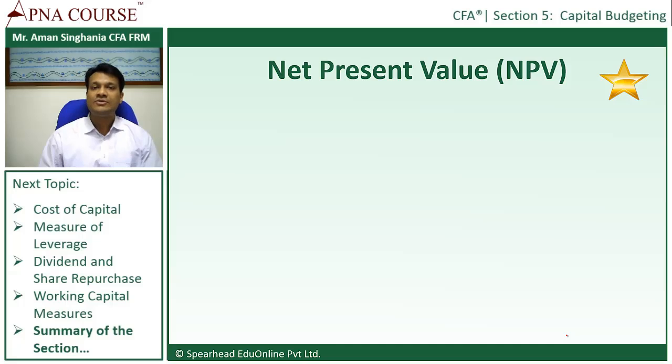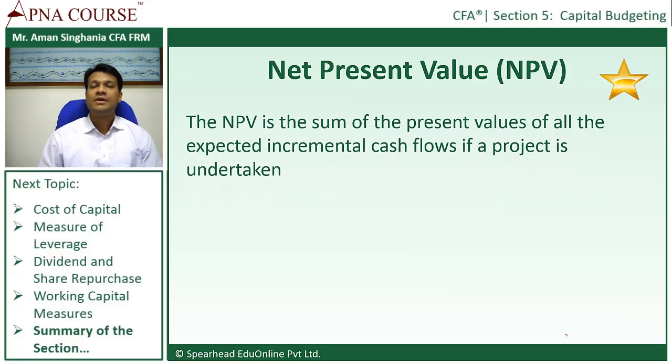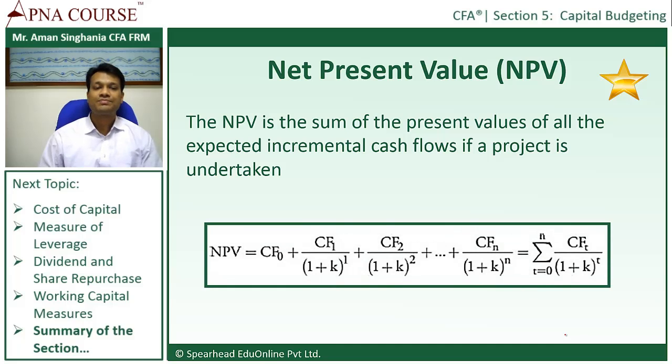Net present value, or NPV. NPV is the sum of present values of all expected incremental cash flows if a project is undertaken. In a crude sense, NPV is the absolute dollar value profit that one will make if he invests into a project.